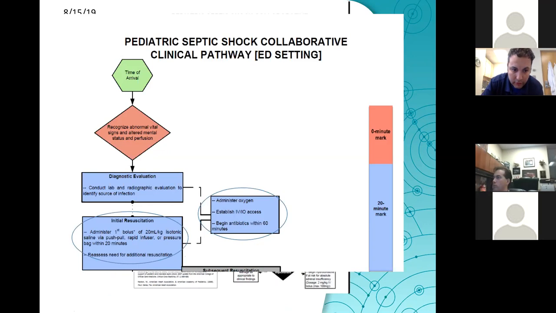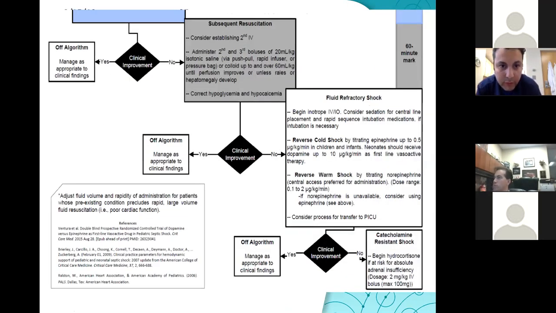Moving forward, sorry, we already discussed those two. So moving forward to the second part, that's from 20 minutes to 60 minutes. Our algorithm states if your patient has a clinical improvement, then you go to the left side of the algorithm and manage as appropriate. If not, we look into a second and third bolus in a similar way, push and pull, rapid infuser, or pressure bag. We also like to give attention to our labs, looking for hypoglycemia, which is more common in septic pediatric patients than adults, and also hypocalcemia.